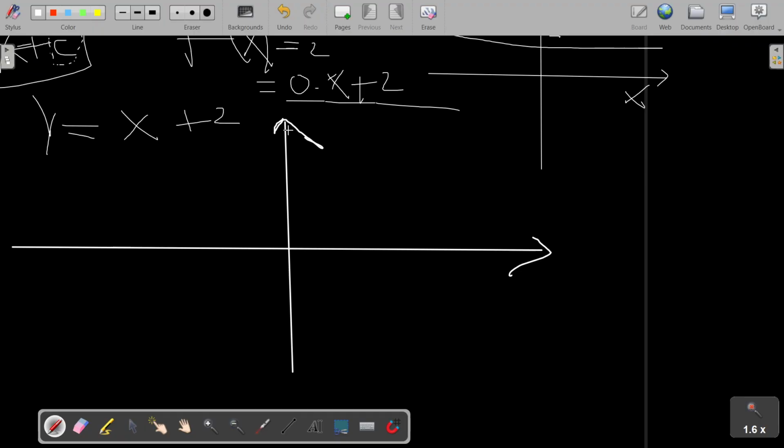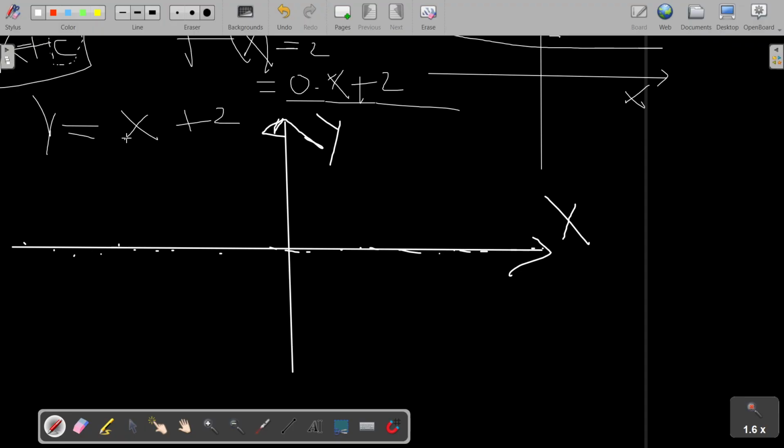One more thing I want to tell you: on the x-axis, the y coordinate is 0. So basically, if we are on the x-axis, on the horizontal line, we have never moved in the vertical direction. So the vertical coordinate is 0. Vertical coordinate means y coordinate. If we have only moved in the x direction, then the y value will be 0.